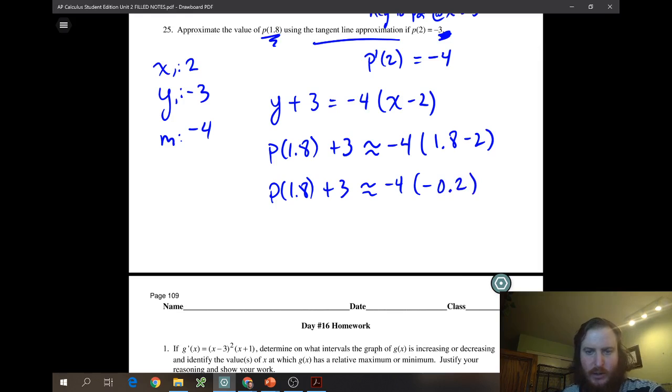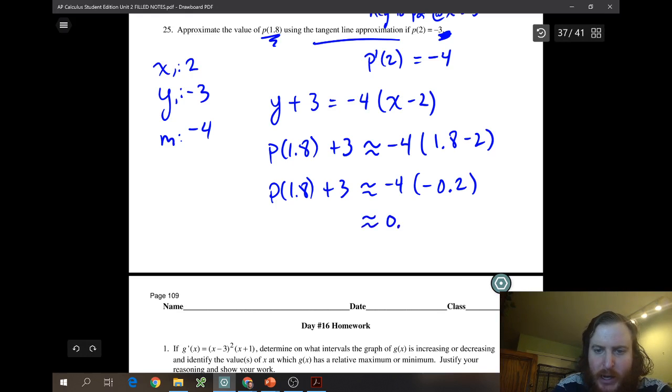What's 4 times 2? 8. Negative 4 times negative 2 is positive 8. But instead of positive 8, we need to make it 0.8 because it was one decimal place. So p of 1.8 plus 3 is approximately 0.8. Subtract 3 from both sides.